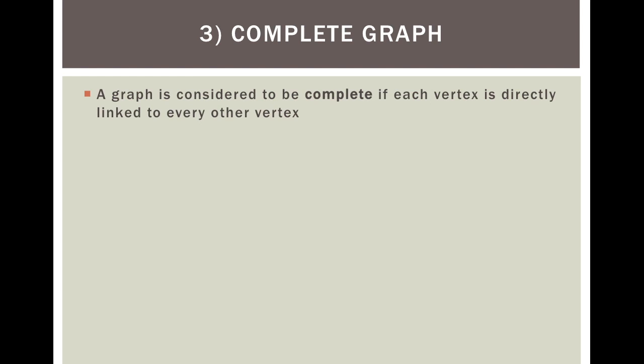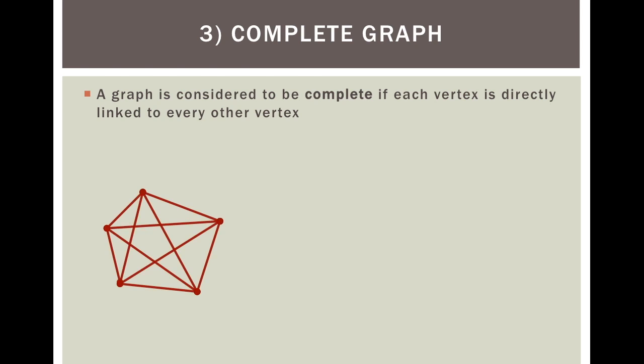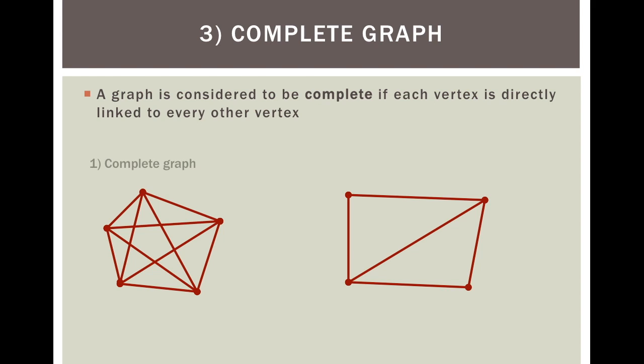The third kind of graph is a complete graph. A graph is considered to be complete if each vertex is directly linked to every other vertex. So here are 2 graphs. Now remember, for it to be complete, each vertex needs to be linked directly to every single other vertex. Can you guess which one is complete and which one is not? The first one is a complete graph because each vertex is directly linked to every other vertex. And number 2 would be an incomplete graph.